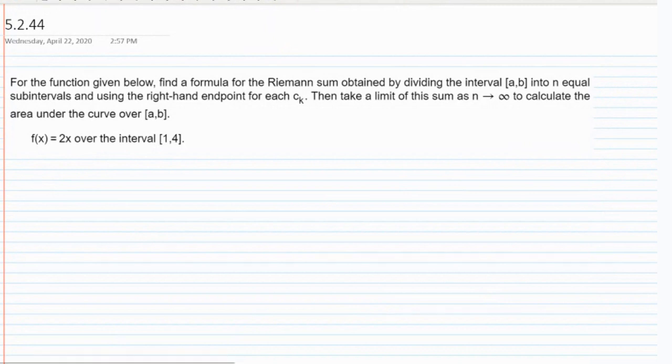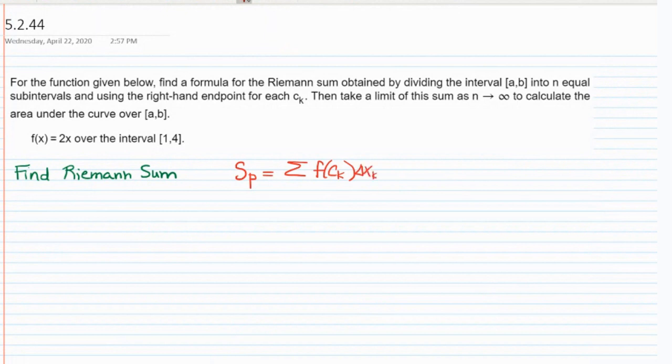Okay, so for the first part, which is actually finding the Riemann sum, what you want for your Riemann sum is S sub p equals the sum of the f of c sub k times delta x sub k, where k equals 1 to n. And we'll go over what each piece of this means, but you want to start with identifying a, b, n, delta x sub k, and then you're going to partition the interval using delta x sub k. So you're going to identify your partition.